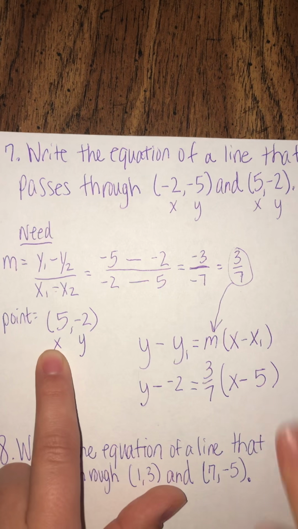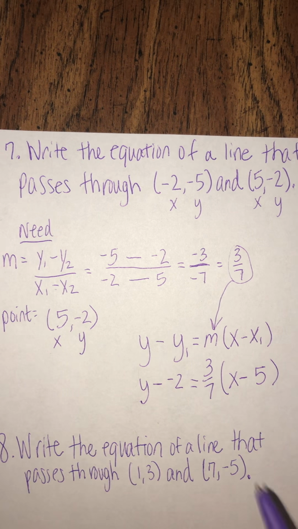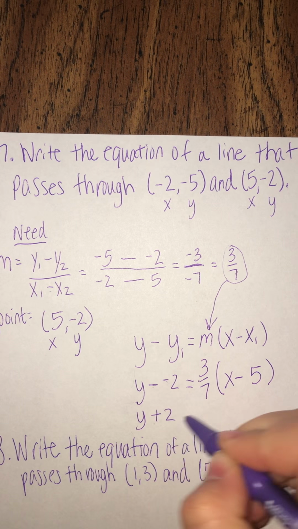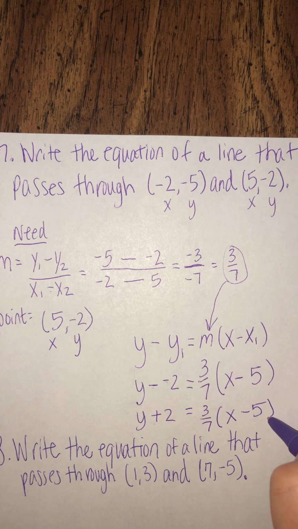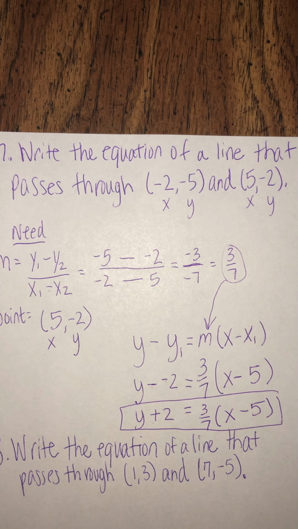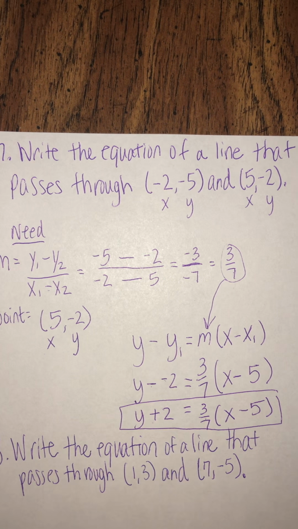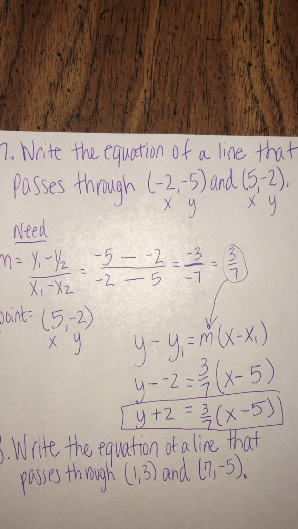Okay? Technically, you can leave this as is. It's 100% correct. If you'd like to get rid of that double negative, we know 2 negatives turn into a positive, and both of these could be considered your final answer. Okay? You don't have to distribute this. You don't have to get y alone. Leave it as is. Just put 1 point into the equation and a slope.